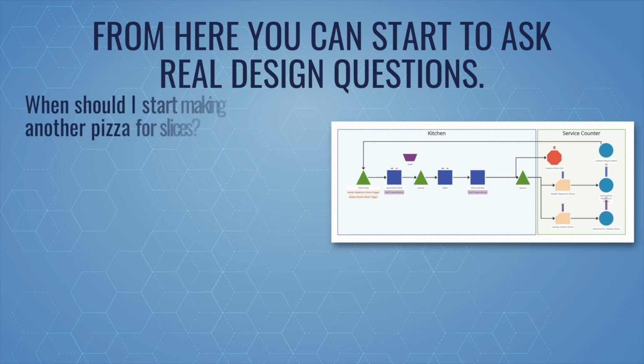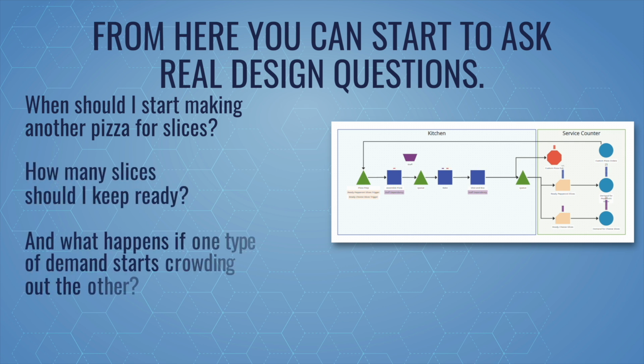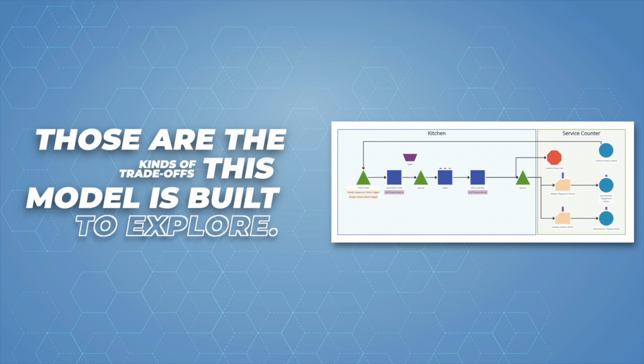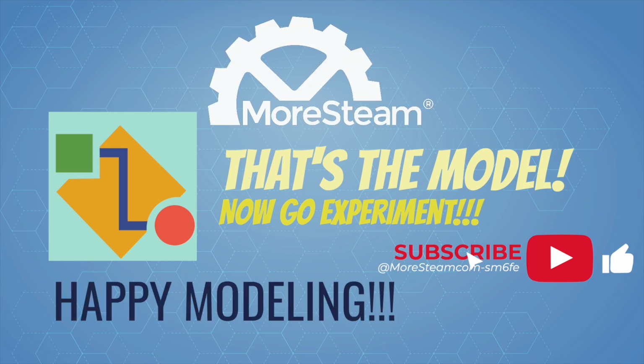When should I start making another pizza for slices? How many slices should I keep ready? And what happens if one type of demand starts crowding out the other? Those are the kinds of trade-offs this model is built to explore. That's the model. Now go experiment. Happy modeling!